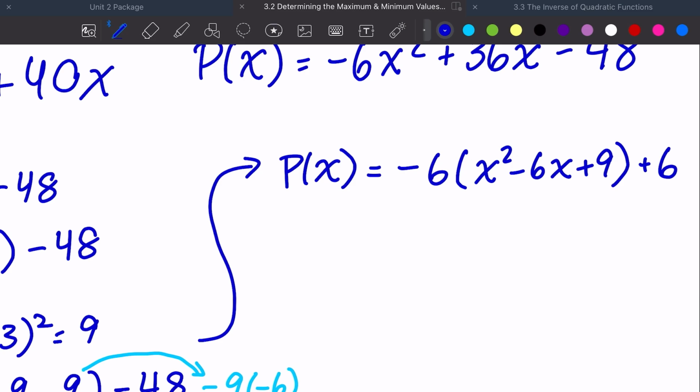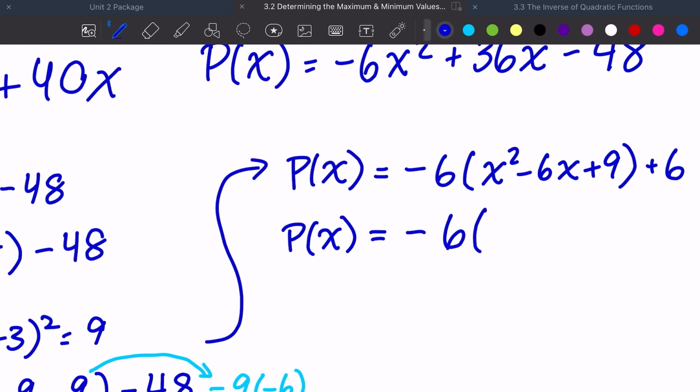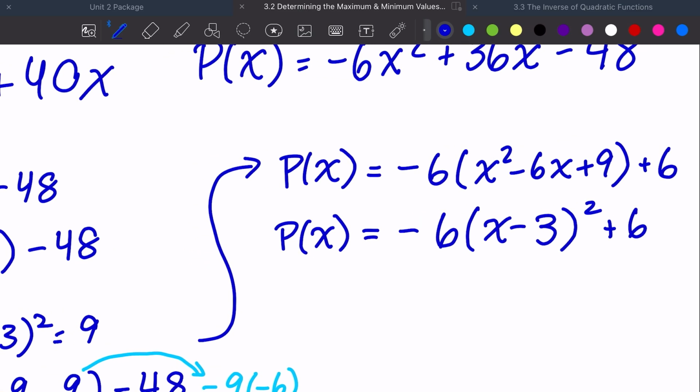Okay, now this is a perfect square trinomial. You could do product and sum and be like product 9, sum negative 3. Or it will always be whatever b over 2 was. So if I look, I'm like, oh, b over 2? B over 2 was negative 3. So I know this is just going to be x minus 3 squared plus 6. That's it. So then what's my vertex of this equation? 3, 6.